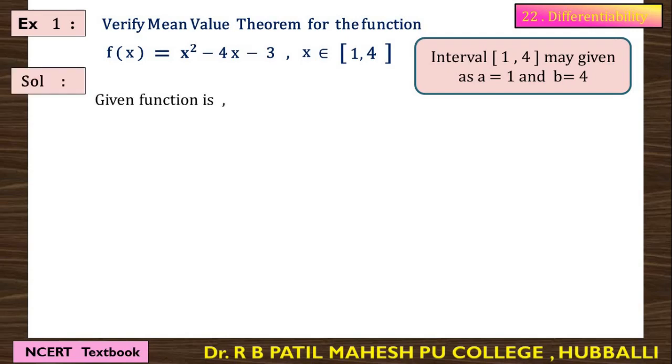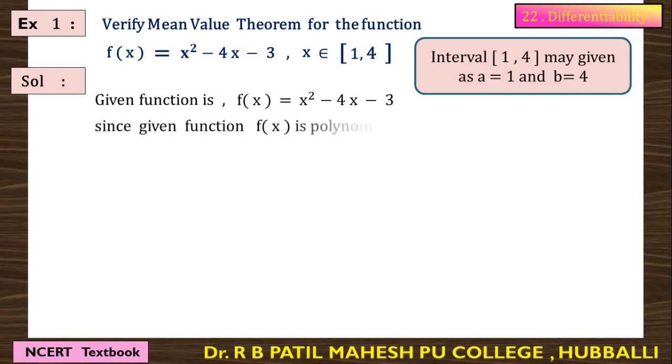First, take the given function f of x equal to x square minus 4x minus 3. Now let me first discuss the continuity and differentiability of this f of x. This f of x is a polynomial function, therefore it is continuous for all real numbers. Therefore it is continuous in the closed interval 1 comma 4, and it is also differentiable for all real numbers. Therefore it is differentiable in the open interval 1 comma 4.